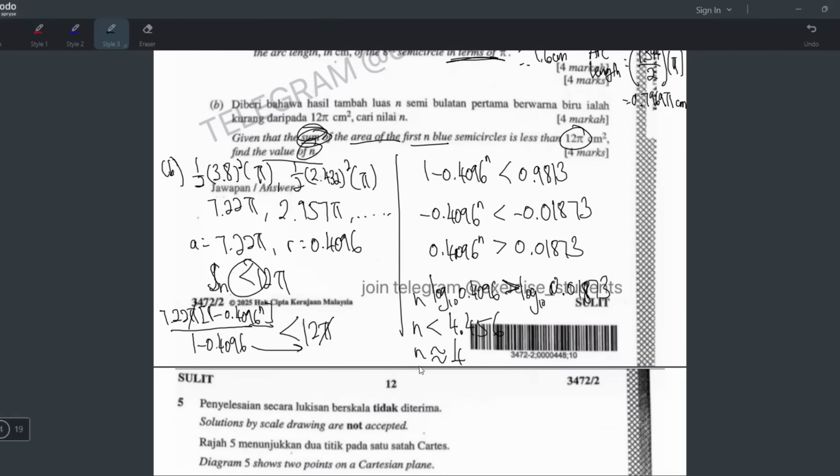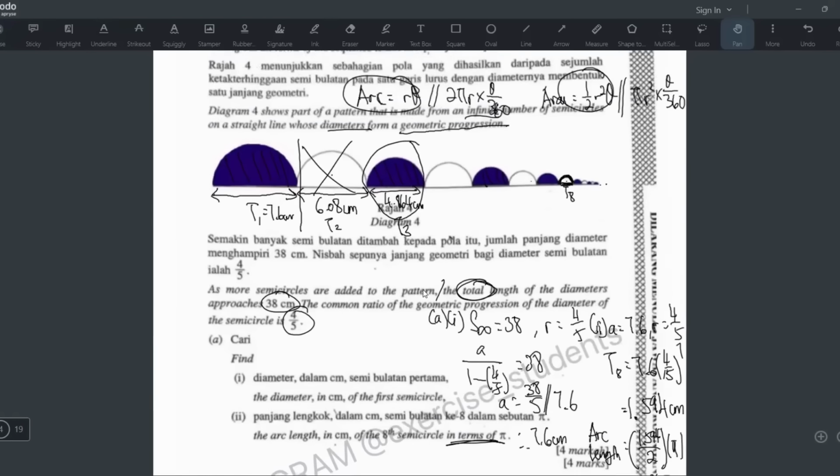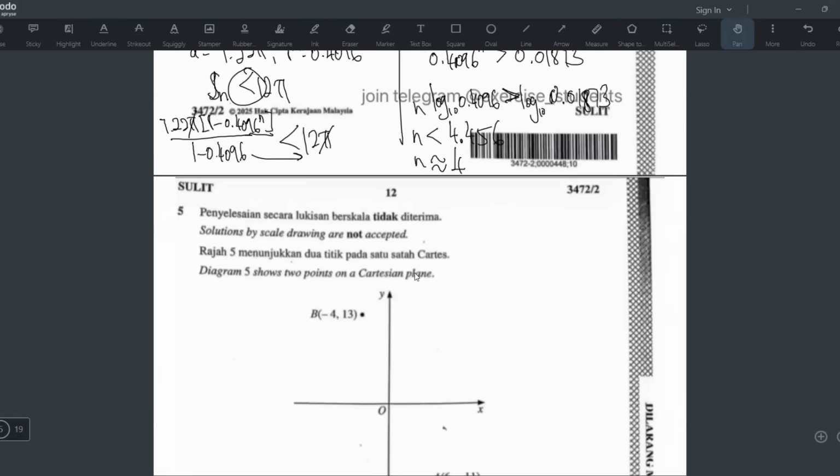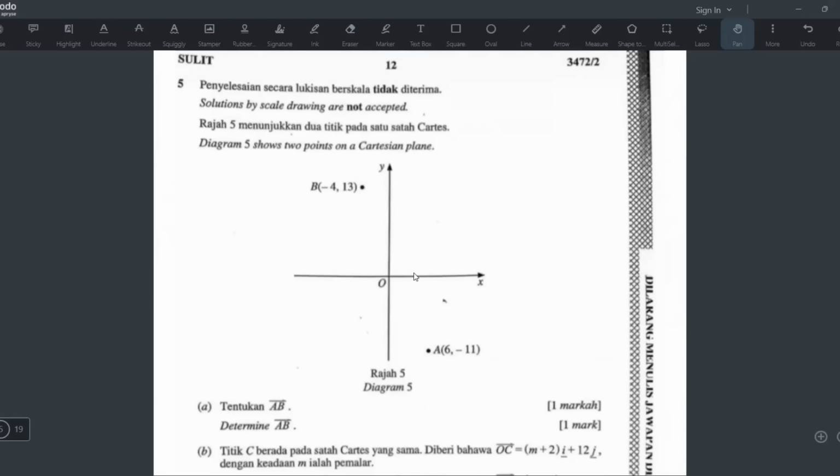So find the value of n. The n is 4. Okay. That means when the n is 4, the sum of the area for the first 4 blue semicircles is less than 12 pi. That's what it means. Alright, I think I'm done. That's all. Alright, continue with number 5 now.